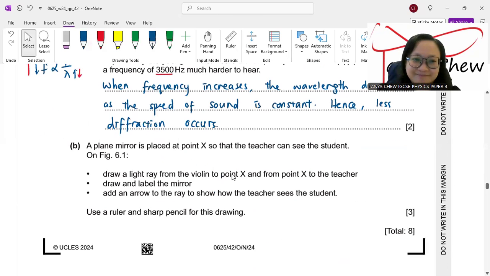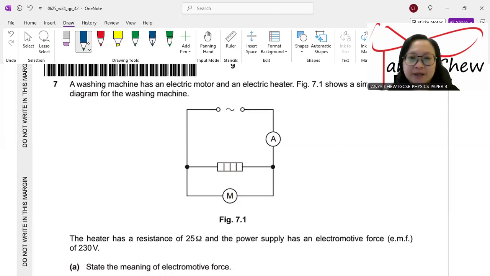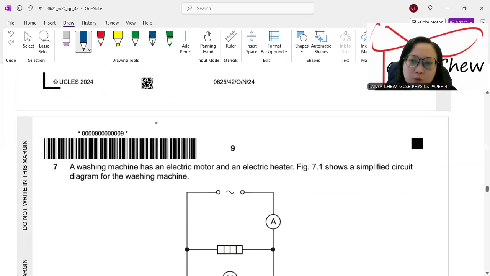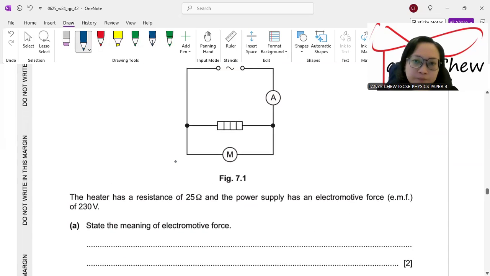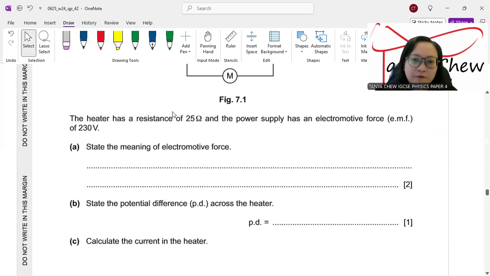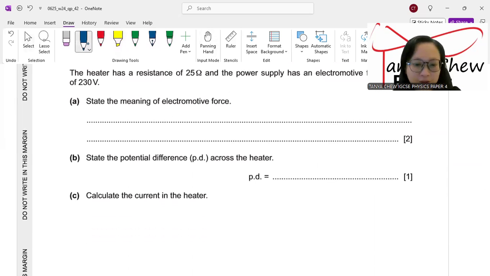That's it. Now, number 7, a washing machine has an electric motor and an electric heater. Fig 7.1 shows a simplified circuit diagram for the washing machine. The heater has a resistance of 25 ohm. I am going to write it down here. And the power supply has an electromotive force of 230 volt. State the meaning of electromotive force. Normally, they will give you 2 marks. So what is the meaning of electromotive force?